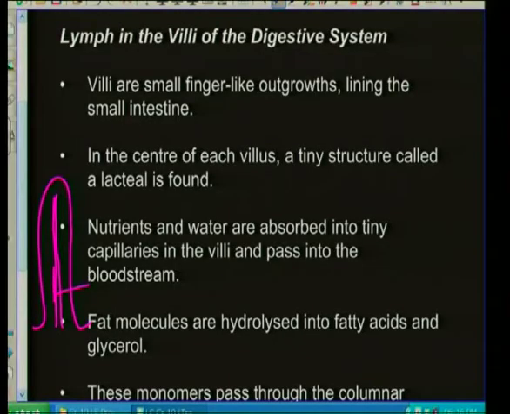Fat molecules, or small fatty acids and glycerol, are too large to flow into the blood system, so they go into this lacteal, and the lacteal will take it up, and eventually it will go to the heart, and from the heart to all parts of the body.